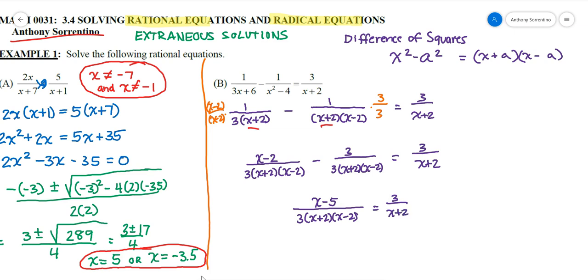So now I have it set up. Now I have a single fraction on the left and I have a single fraction on the right. Now I can carry through the cross multiplication. So I'm going to go with this crisscross. I'm going to have x minus 5 times x plus 2, and that's going to equal, when I do this crisscross, 3 times 3 times x plus 2, x minus 2.